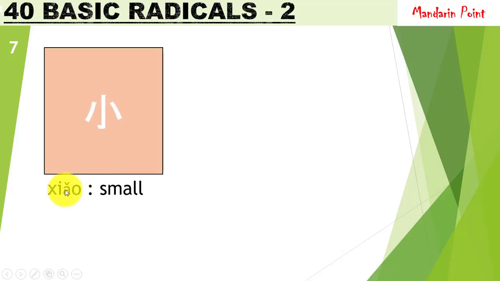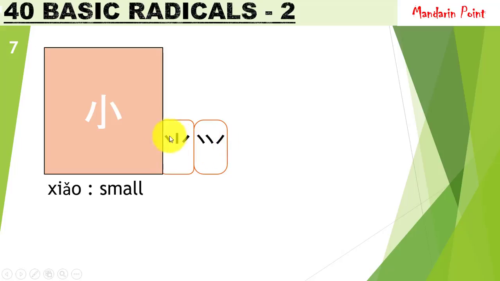The next radical is xiao, meaning small. It represents any activity, performance, or name which portrays the meaning of small. It also has two shorter variants, this one and this one. These three dots on the top, you can see, will be placed on the top.